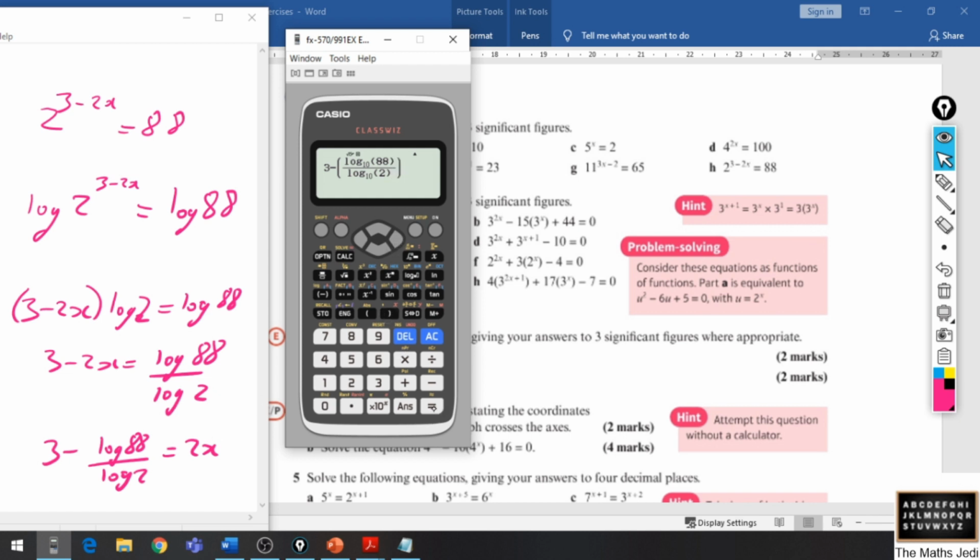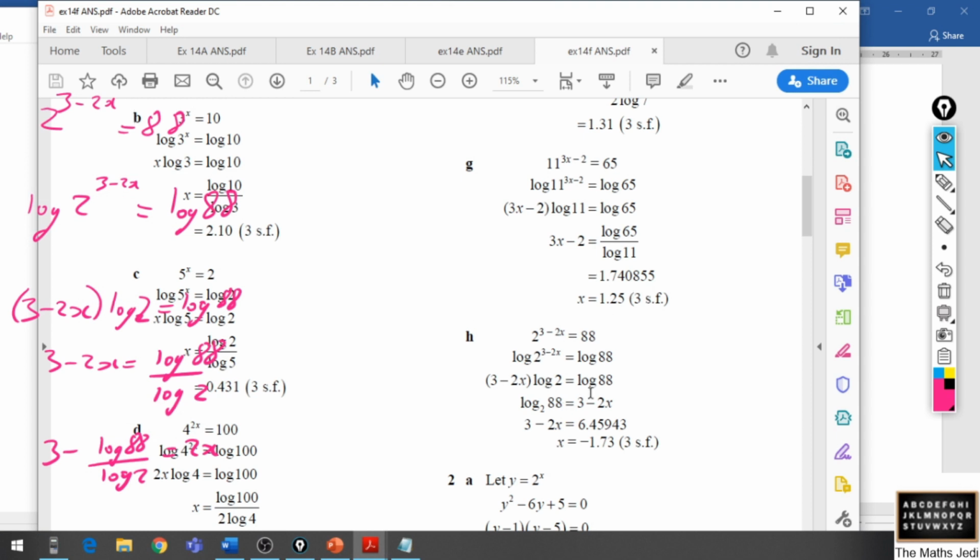Okay, we'll work that out first of all. So that's this bit. We need to divide by 2 now. So we're getting minus 1.73 to 3 significant figures, minus 1.73. Let's check our answer. And here it is, minus 1.73.